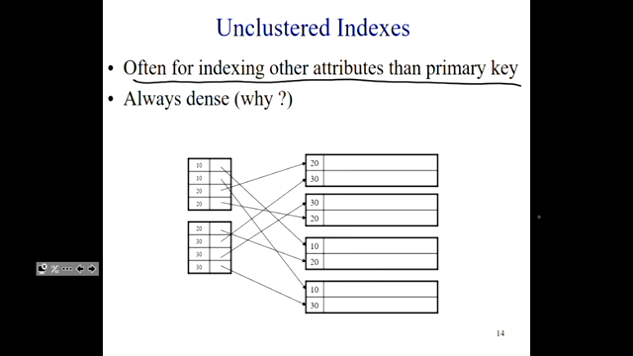Okay, that won't be a clustered index because a relation can't be sorted on two different criteria. It has to be sorted on one criteria. Okay? Any questions about this?